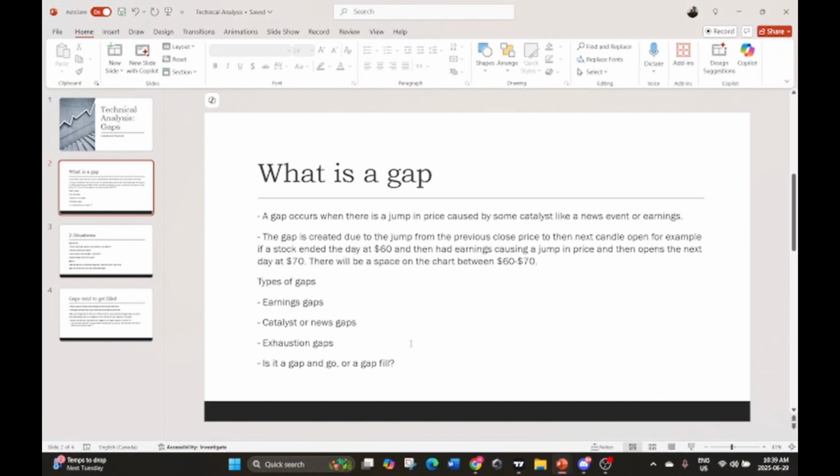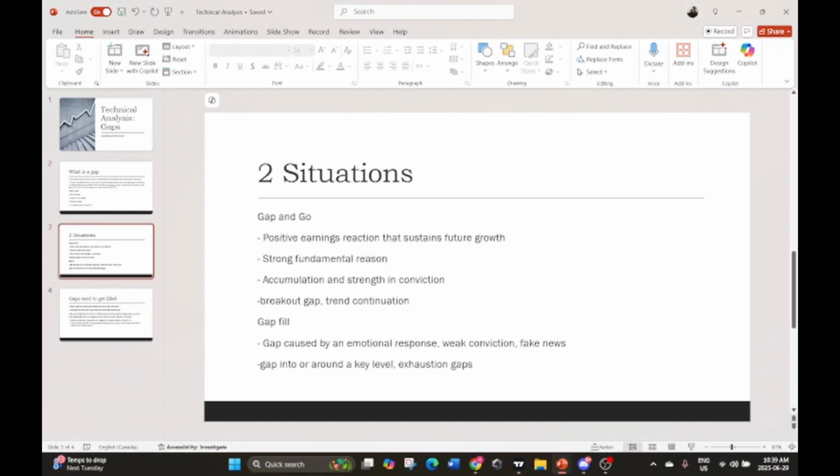Okay. So pretty much in any gap situation, there's two situations that could play out. Either you can get a gap and go, where you see that gap up or gap down in price, and then price continues to move in that direction, or you can get a gap fill, where you see that gap up or gap down, and then price reverts to fill that gap. And then from there, do we see it fill the gap and then reverse with trend, or do we see a reversal in price back to the opposite direction, right?